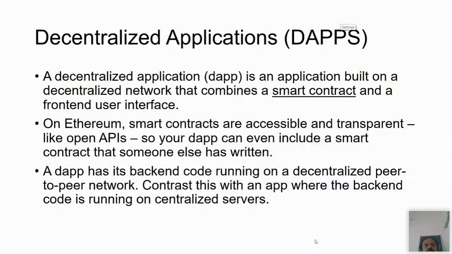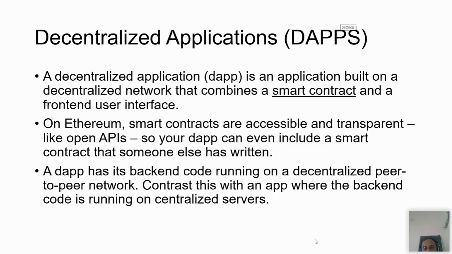Whereas there is something called decentralized applications, we call them dApps. It's an application built on the decentralized network that combines a smart contract and a front-end user interface. So there also there will be a front-end user interface, okay? But here we are putting the back-end application and everything on the decentralized network, which uses a smart contract, which is nothing but a program which is run on this decentralized network.